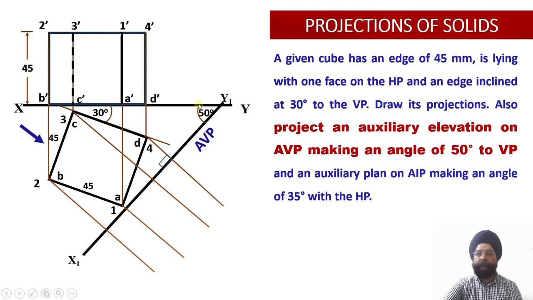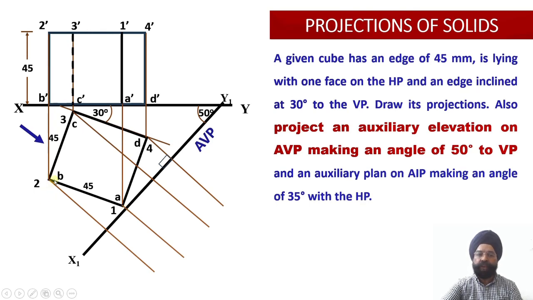So we have drawn an AVP at an angle of 50 degree with respect to the XY line, that is with respect to the vertical plane. Now let us start drawing the projection. So please see, this is the coordinate point for point A of the base. So I am going to project it. And what is the distance of A dash from the horizontal plane? 0, because ABCD surface is lying on the horizontal plane. This is the base of the inclined cube. So A dash is lying at a 0 distance from the XY line. So here I will be writing down A1 dash at the X1, Y1.